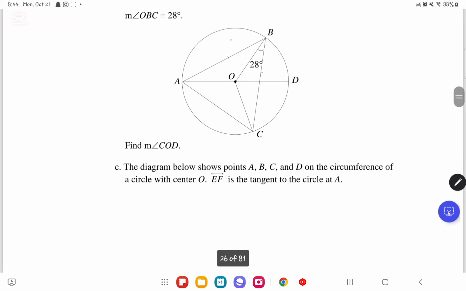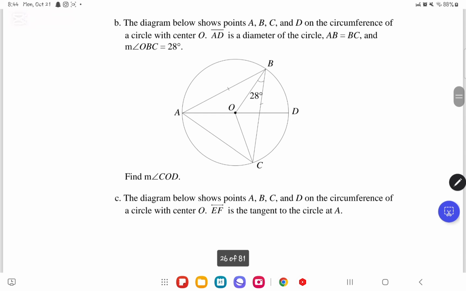Now part B. The diagram below shows points A, B, C, and D on the circumference of a circle with center O. So AB is equal to BC and OBC is 28 degrees.